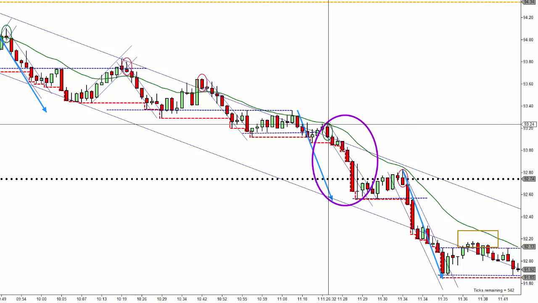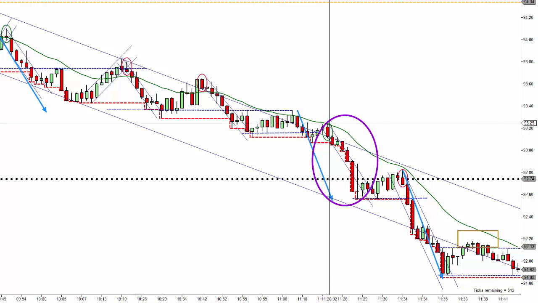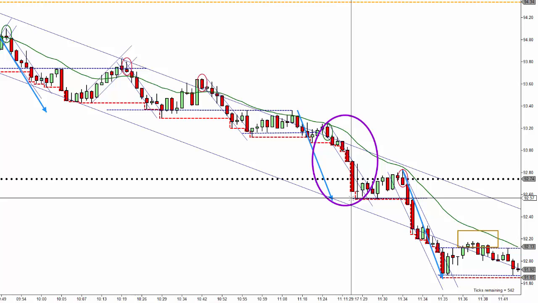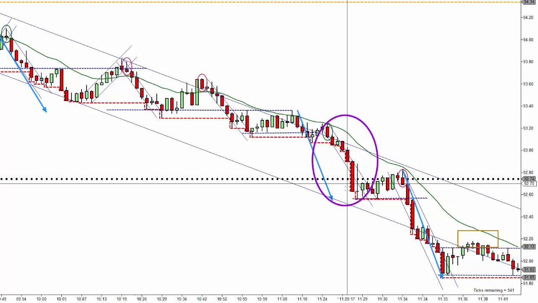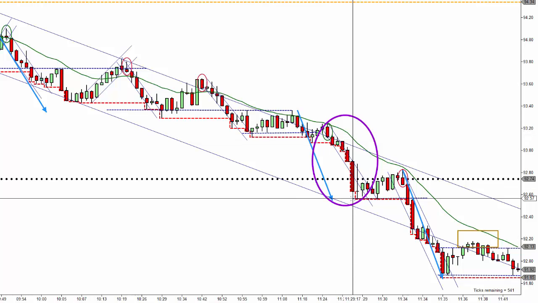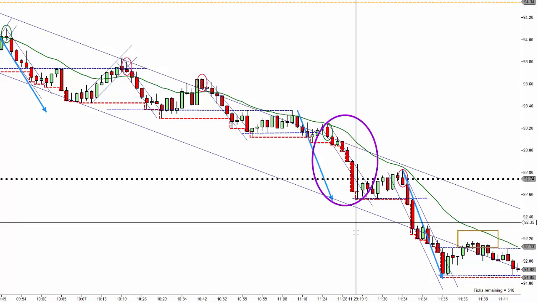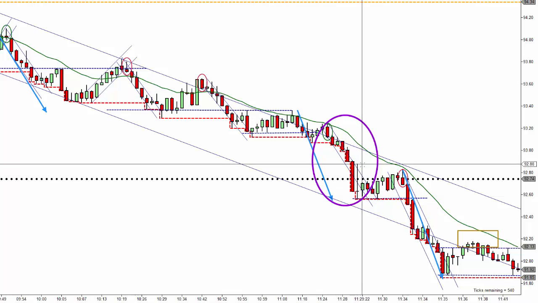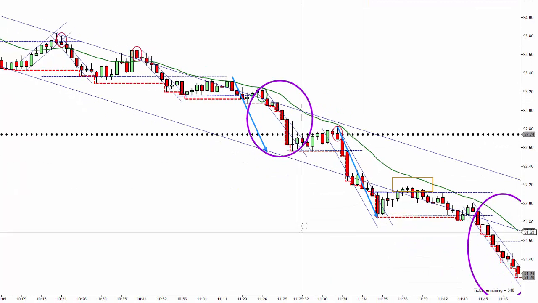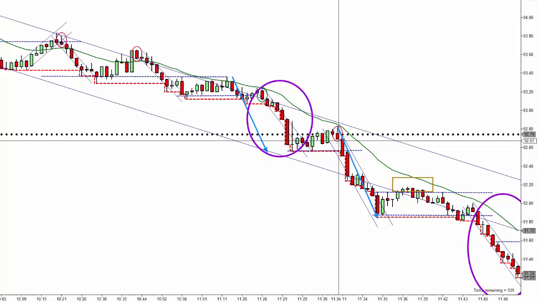So 3 minutes. We dropped from 93.25 down to 92.57. So almost 75 ticks had happened in 3 minutes. So we're looking at 75 cents. So you see this big pullback here. Price goes into capitulation mode again. Another second entry short here.